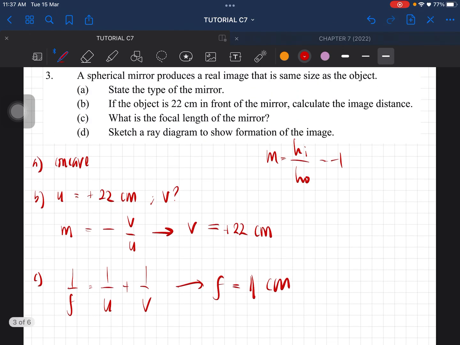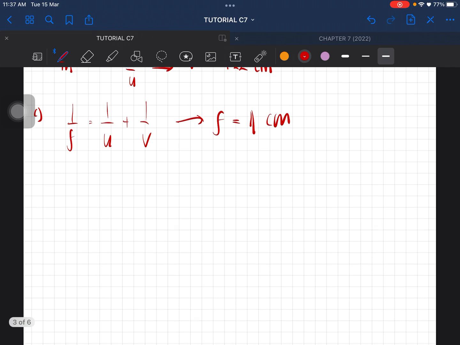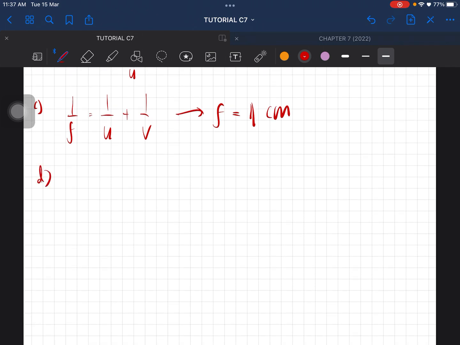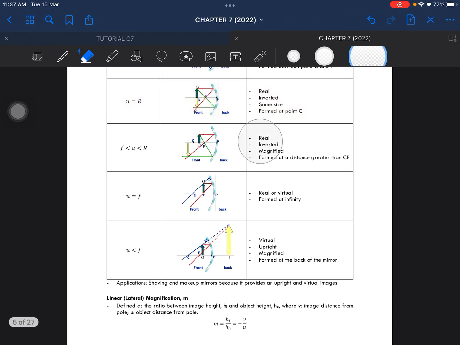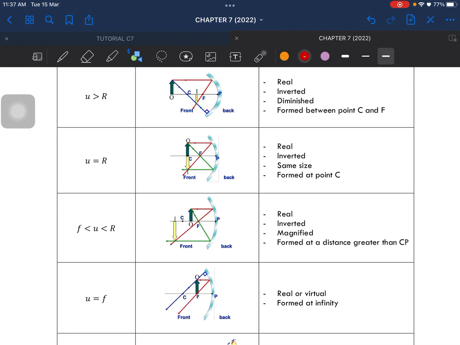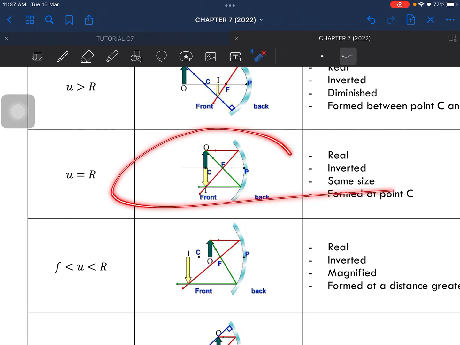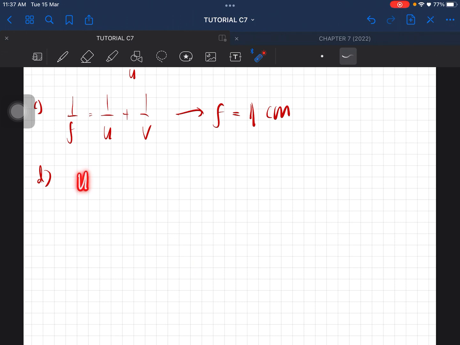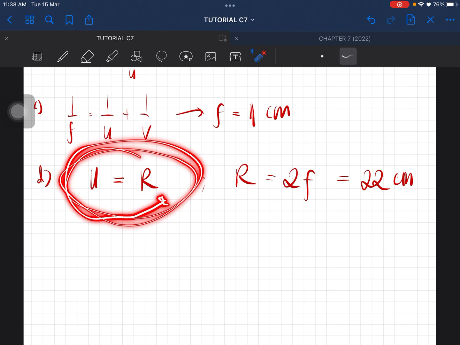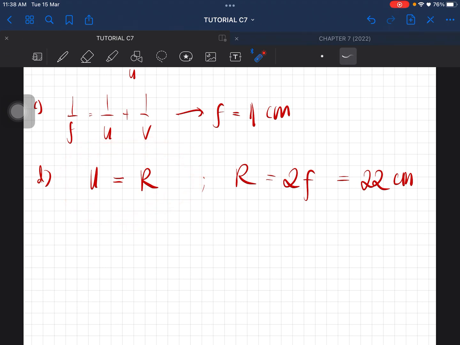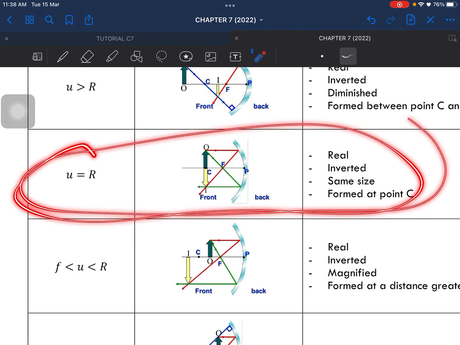Okay, so now, because we need to draw the ray diagram, I'm not going to draw it again because I think it takes a lot of time, but basically the ray diagram would be this one here. So how do we know that the object distance is equal to r? We know that r is equal to twice the focal length, so this would give you 22 centimeters. So this situation applies for object distance equal to the radius of curvature. So this is the ray diagram.